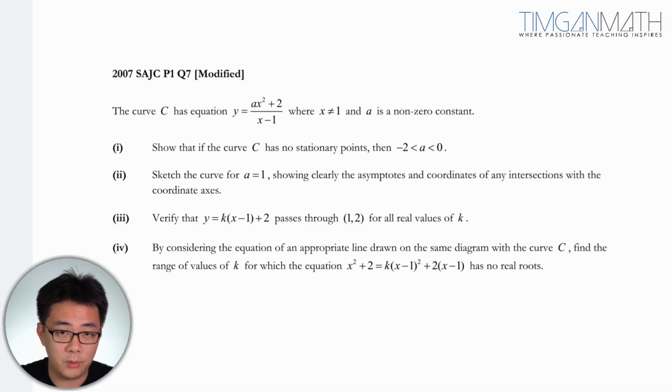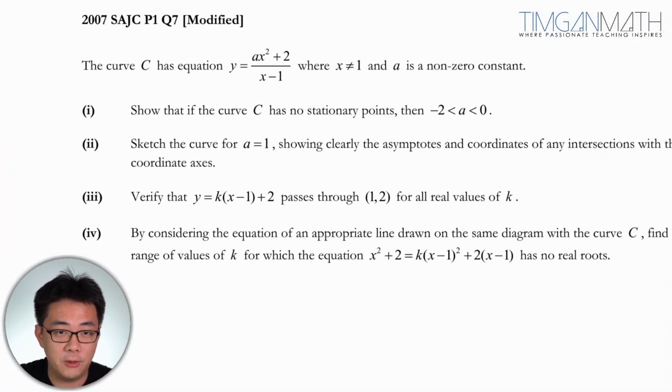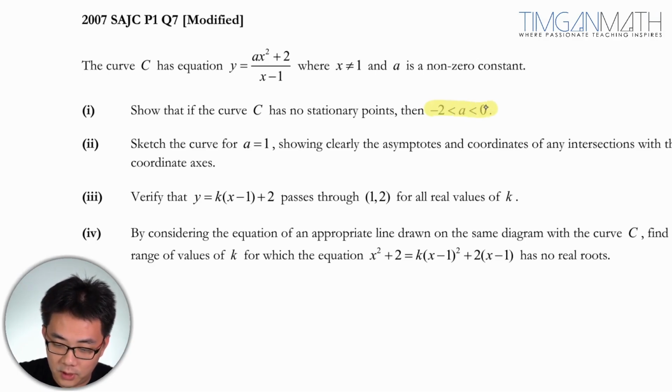Students, let's look at this question here, which is on graphing techniques. Let's see how I can do this proficiently. This was taken from the year 2007 SAJC paper 1 question 7. Let's see how I can do this. Show that if the curve C has no stationary point, then negative A has to be this expression here. I think that's pretty okay.